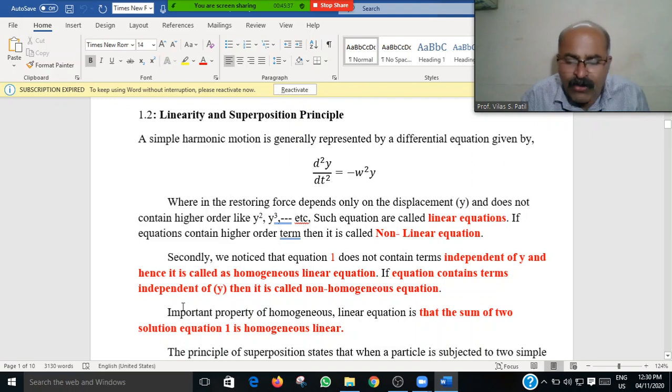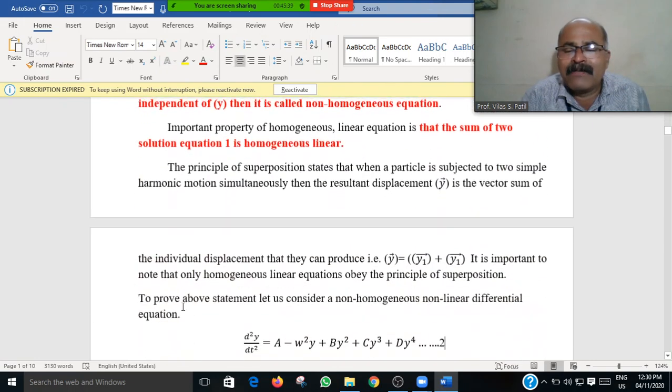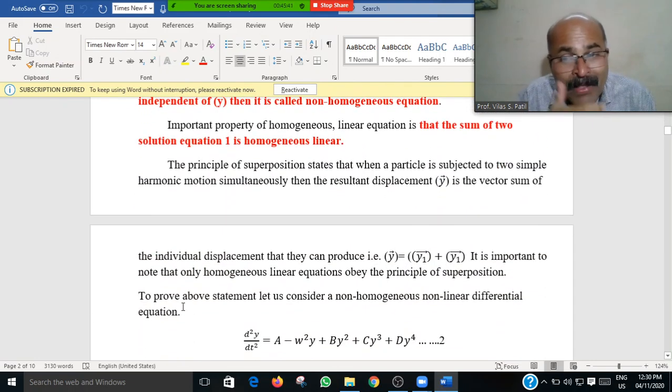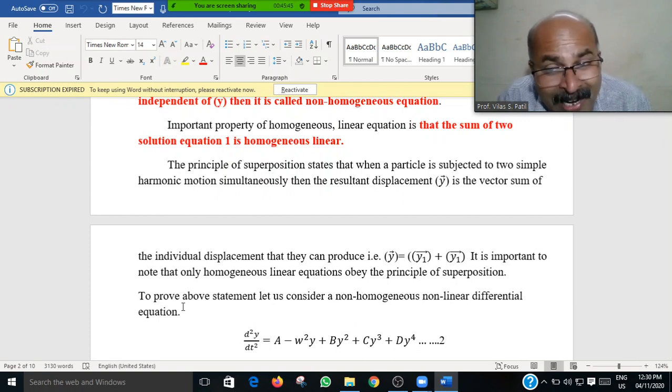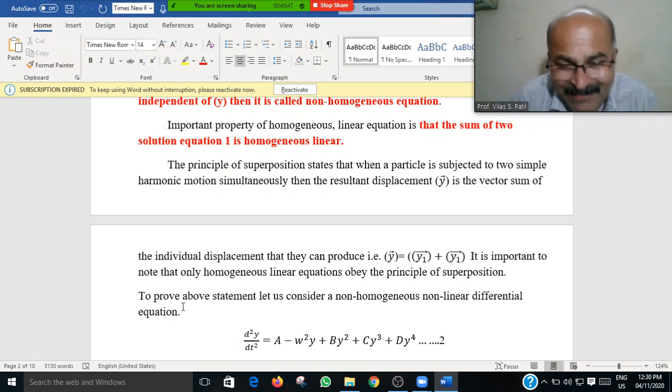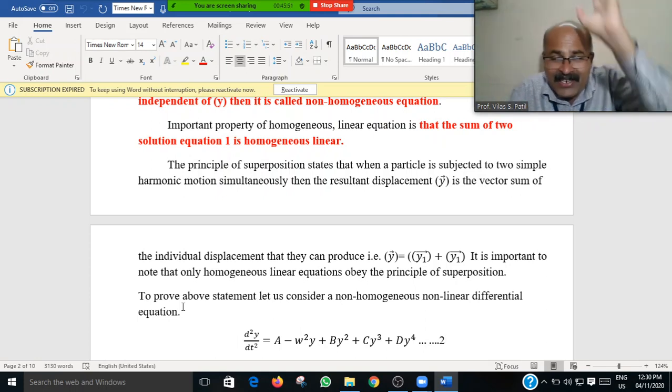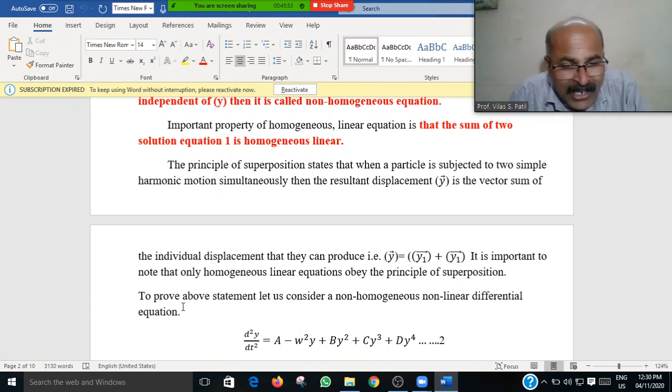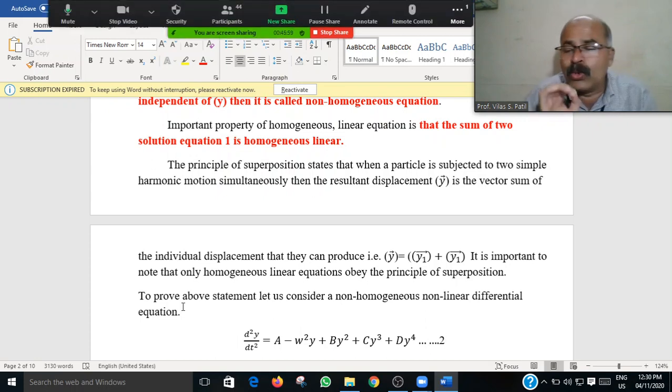Important property of the homogeneous equation is that, what is the property? Property of the homogeneous equation: the sum of two solutions is also a solution. The sum of two solutions is also a solution of that equation. That is, for a homogeneous linear equation, the sum of two solutions is also a solution.